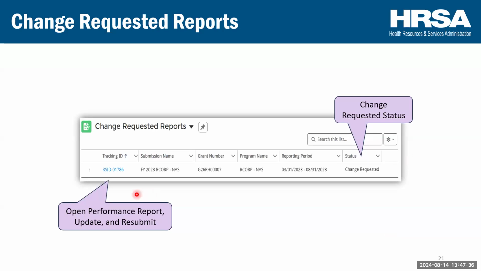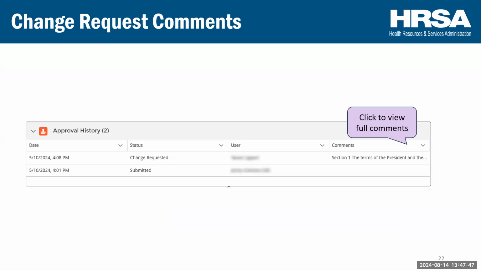Select the tracking ID number to open the report and make the necessary changes that are requested. When you open the performance report, in the approval history section, you can see the comments that the HRSA PO added to the requested changes. On the right side of the page, once again, click the arrow to view the full comments if they are too long to read. Then open your performance report, make the changes, and be sure to resubmit. The edit button will be available after changes are requested.